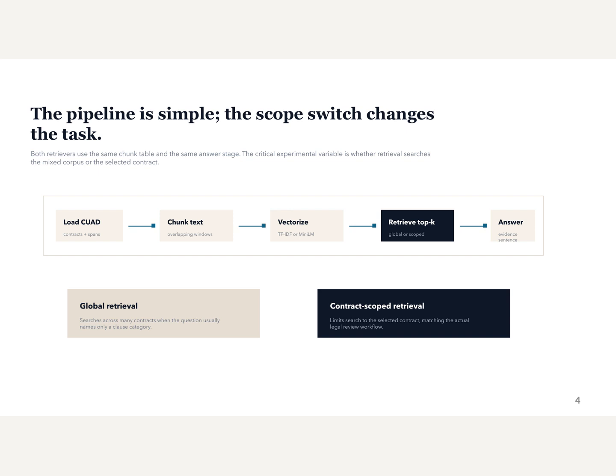The important experimental variable is retrieval scope. In the global setting, the retriever searches across many contracts at once. In the contract scope setting, retrieval is limited to the selected contract. That scope switch is very important because it matches the real legal review workflow. A reviewer is usually asking about one contract at a time, even if the clause category is common across many contracts.